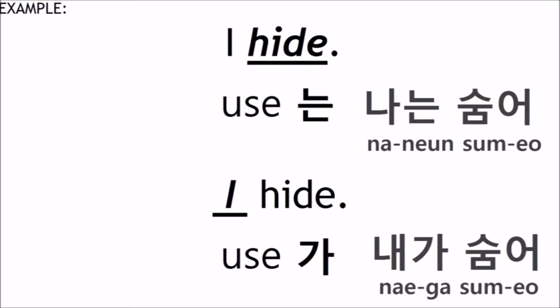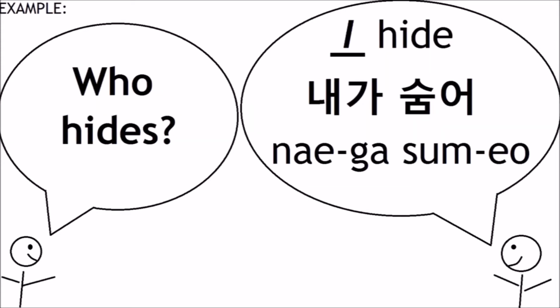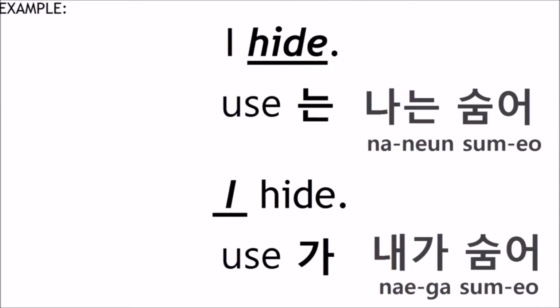Let me give you an example situation because subject markers can be tricky to understand. If I ask, what do you do? You answer, 나는 숨어. I hide. That's what I do. If I ask, who hides? You answer, 내가 숨어. I hide. That's who. Do you see the difference? 가 emphasizes the subject, and 는 emphasizes the action.